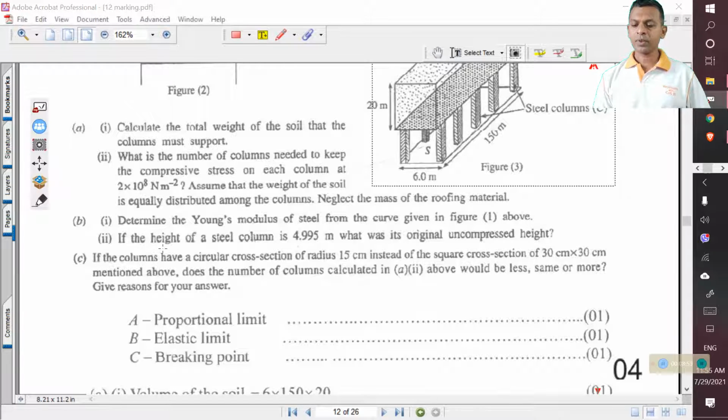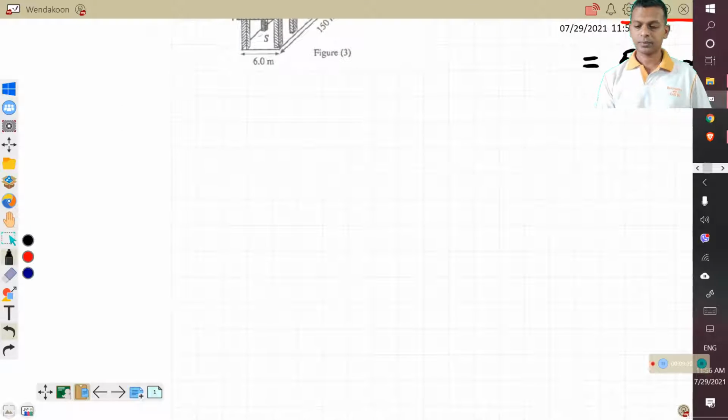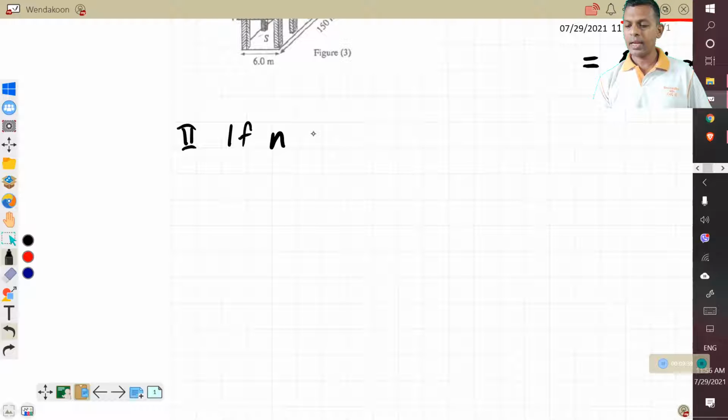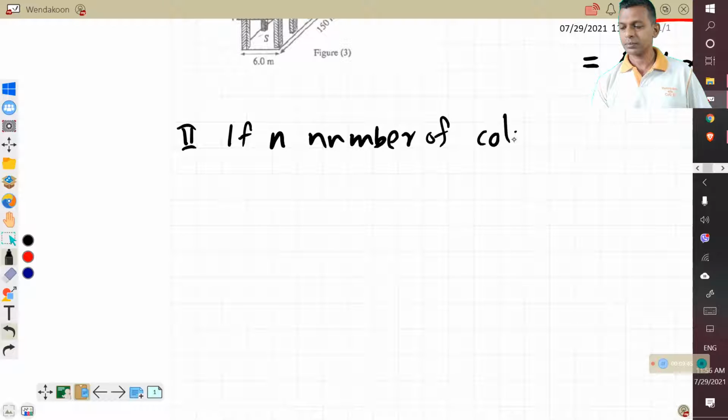Second part of A, what is the number of columns needed to keep the compressive stress on each column at 2 into 10 to the power 8 N m minus 2? Assume that the weight of the soil is equally distributed among columns. Neglect the mass of the roofing material. Now we must limit the stress at 2 into 10 to the power 8, so n number of columns are needed.